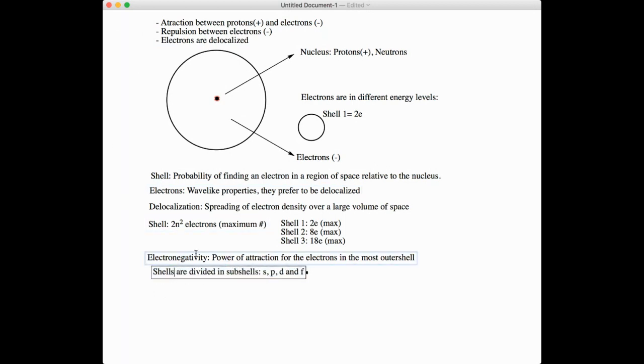So remember, once again, you can calculate what's the maximum number of electrons that each shell can hold, and then each of these shells is going to be subdivided in subshells. Okay, we're going to call these subshells orbitals.